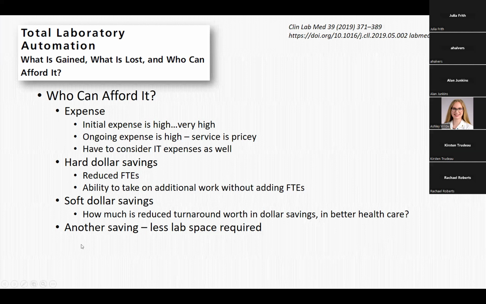I threw this in here as well because Dr. Thompson brought it up. Lab space is very expensive. And so you really need less lab space here. You can actually have people working remotely and doing some of this work now because it's done on computer. So Dr.